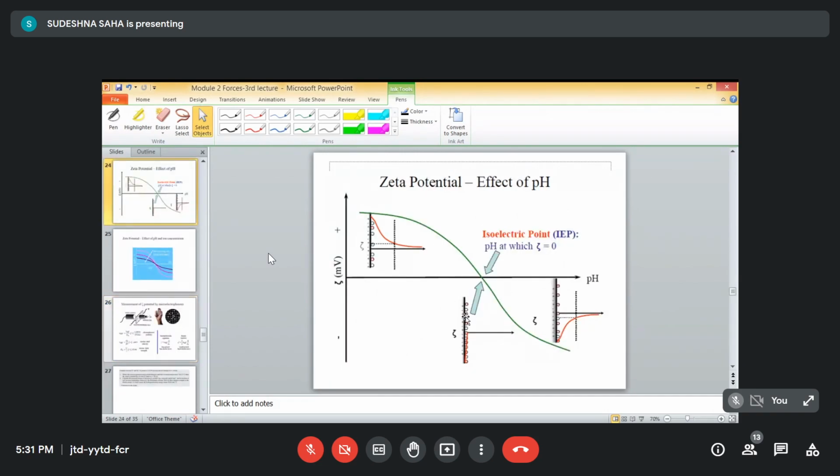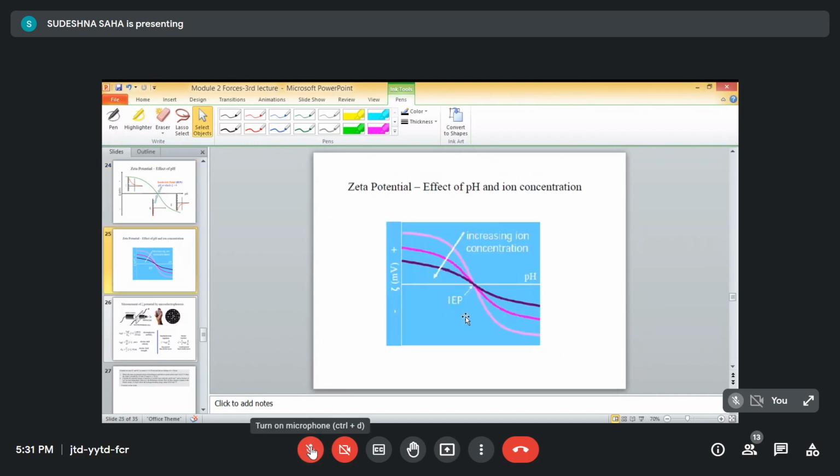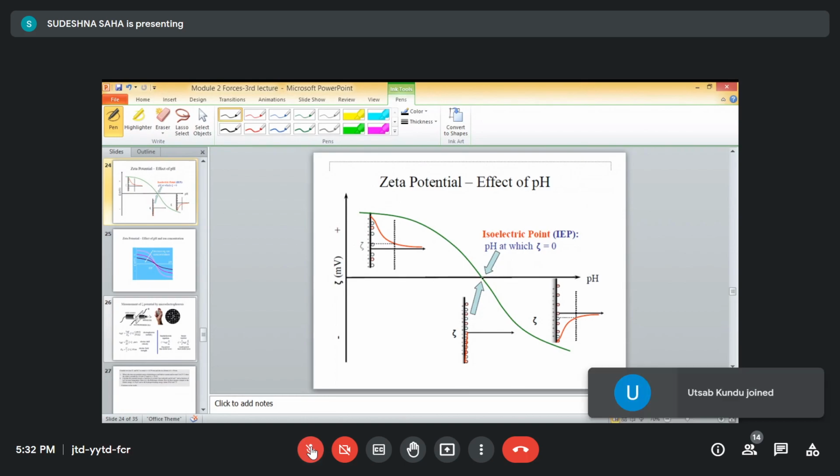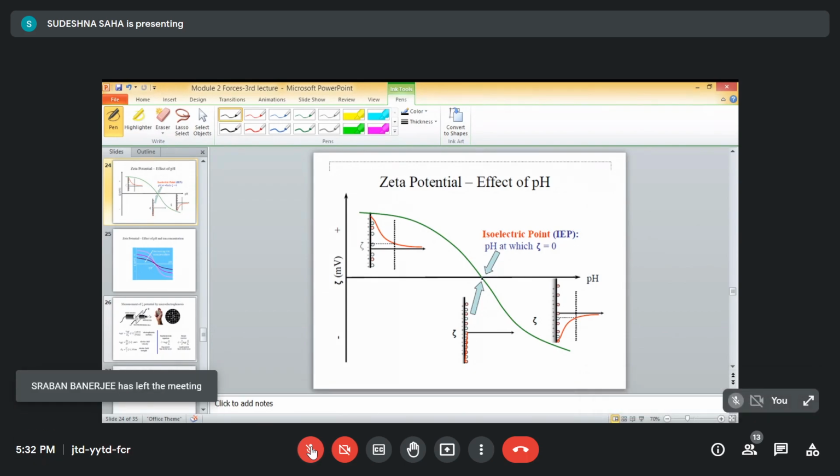Okay, so at the isoelectric point, what happens is you have enough coions and counterions present in the electrolyte, so the surface charge gets nullified. Fine. Yes ma'am. So that's where the zeta potential becomes 0, because I cannot measure the surface potential, I am measuring the zeta potential. So at that position, surface potential becomes 0, and that is basically the isoelectric point. Okay. Please continue.